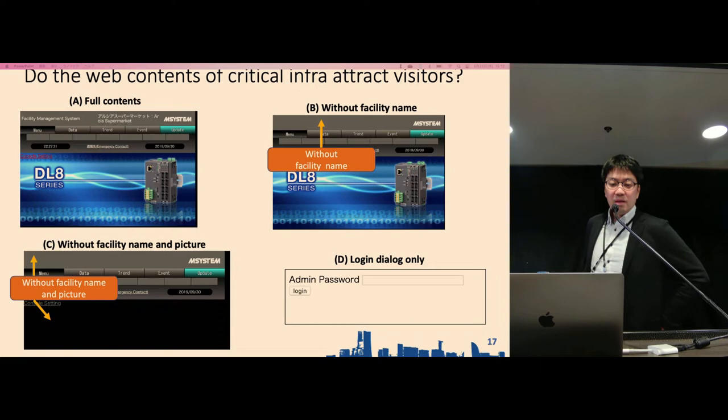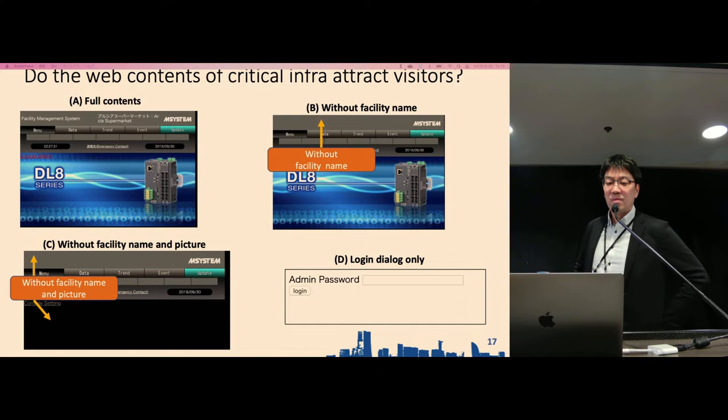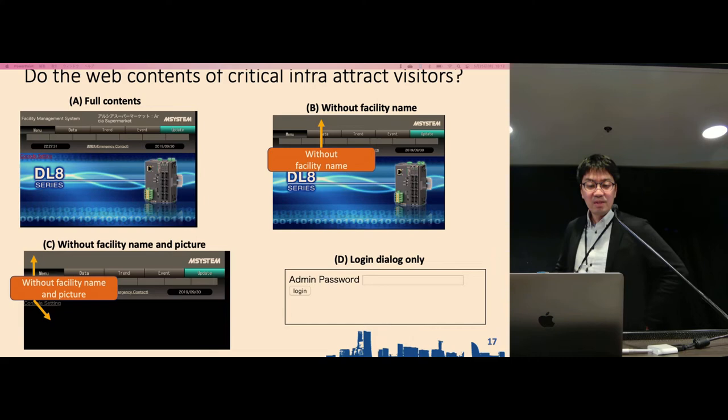Next, to analyze the relationship between the contents of the Web UI and visitors' behavior, we set up four types of web interfaces. First one is full content with device picture and facility name. Second is the web interface without facility name. Third one is without facility names and without picture. The last one is a simple login form.